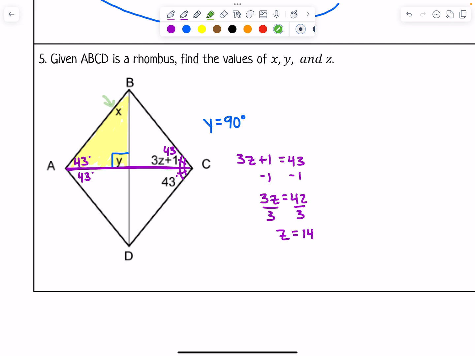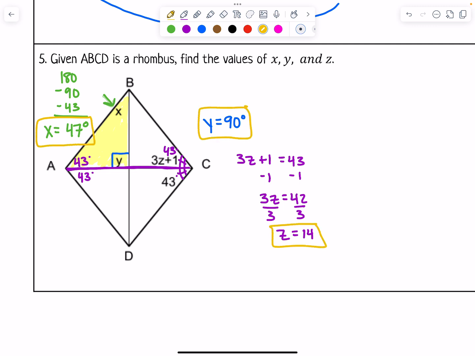So x will be, let me get a pen, 180 minus 90 minus 43, which will be 47. So x is 47, our final answer to number 5. We have y is 90 and z was 14. All right, so that's it for practice quiz number 1.